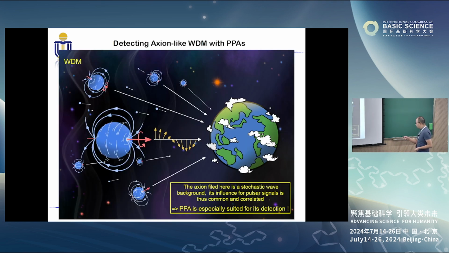And particularly here, the axion field is a stochastic wave background. So its influence on the pulsar signals is common and correlated. So the pulsar polarization array is especially suited for its detection.